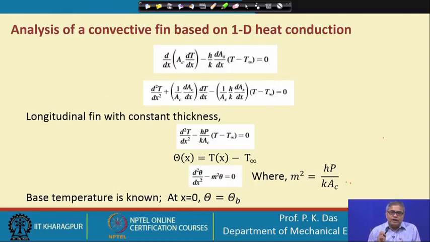So, for the fin which I have shown, one can write this kind of an equation. The first equation which has been written assumes that the surface area changes along the x direction, or longitudinal direction, and the cross sectional area also changes. Now, if we take a longitudinal fin with constant thickness, we can get this. Then we replace T x minus T infinity, which is the fluid temperature, by some theta, and we get this kind of a formulation.